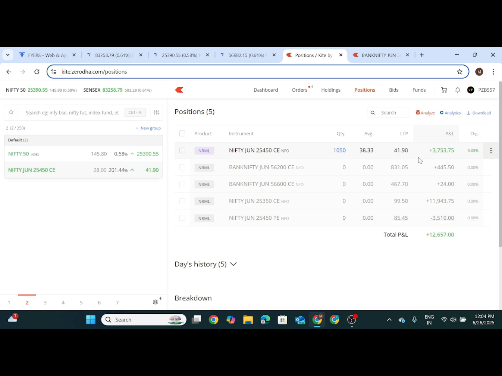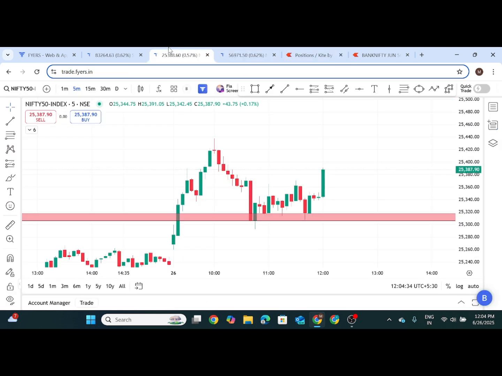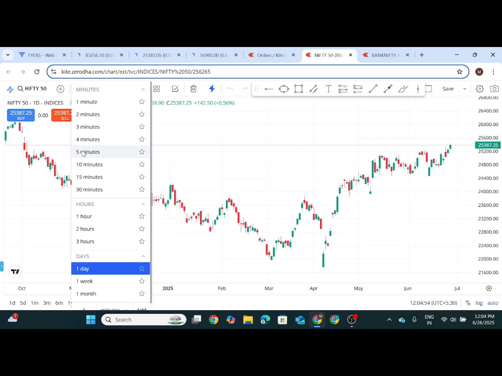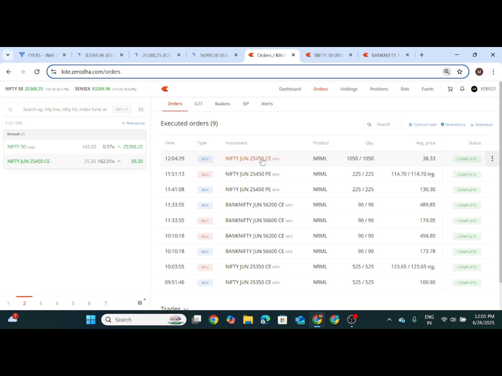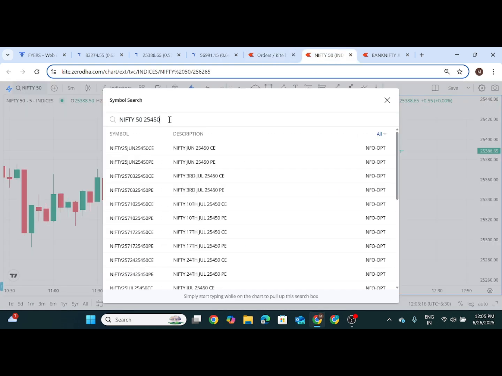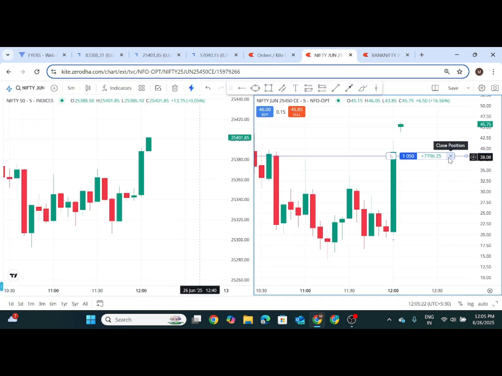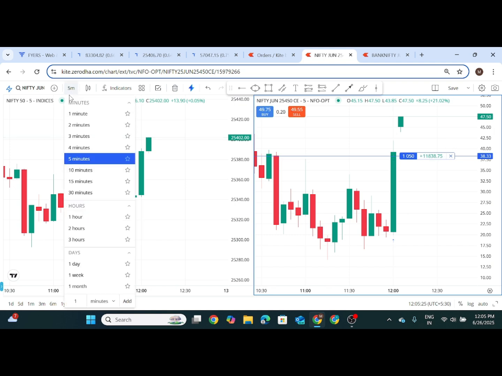The reason is very clear. See, there is a bullish candle in Banknifty, but the bullishness is pending in Nifty. That's why I entered in Nifty. I'm just planning for the scalp. This is the trade. Once I hit my target, I'll exit. I'm not going to hold.